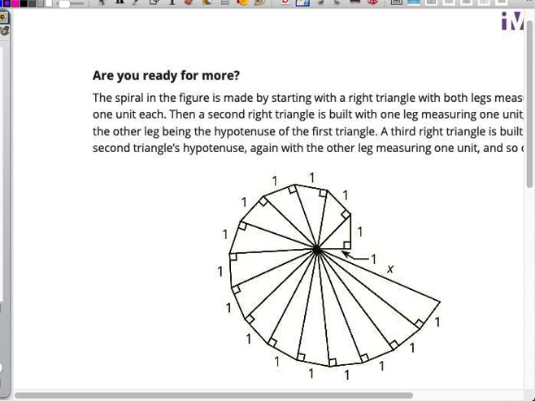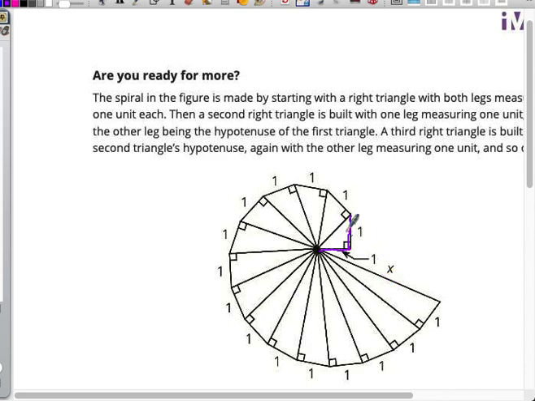So now then, you understand what's going on here. They give us the first two measurements. This side length is 1 and this side length is 1. So we need to find this hypotenuse. Once we find that, that hypotenuse becomes a side length for this triangle. We're always going to have a side length of 1 all the way around, but the hypotenuse we find using our formula is always going to become one of the next legs. So we just have to work our way around the spiral until we figure out what x is.